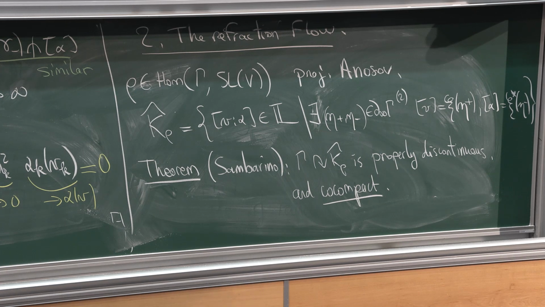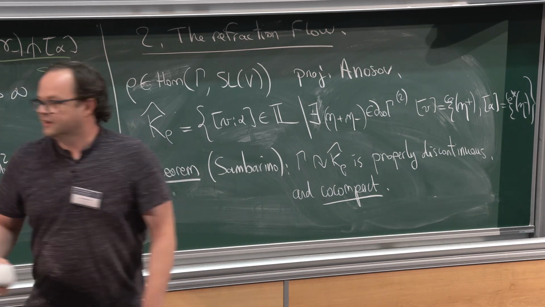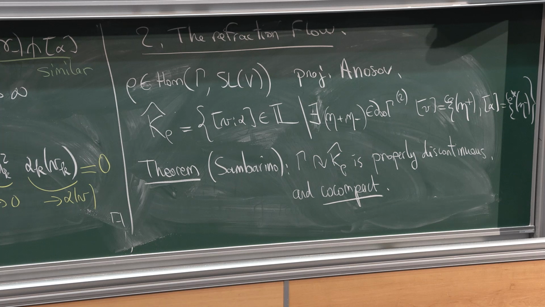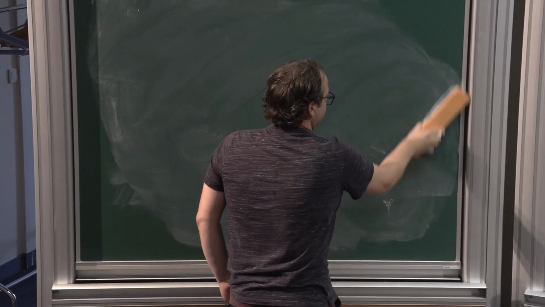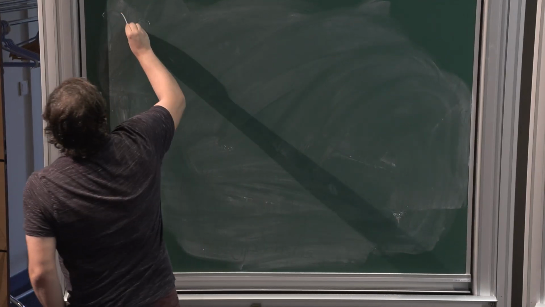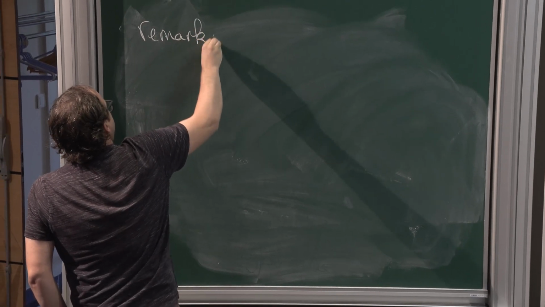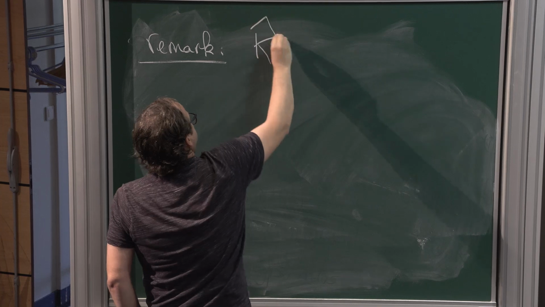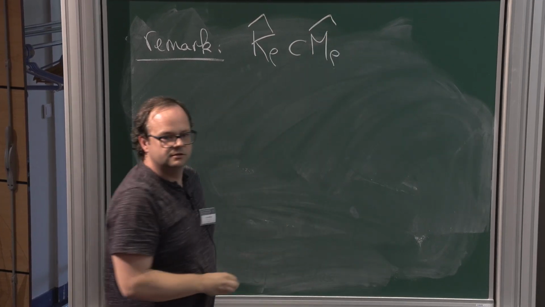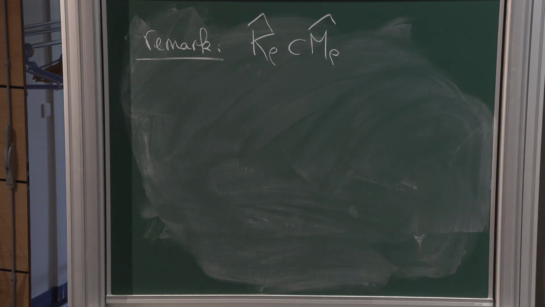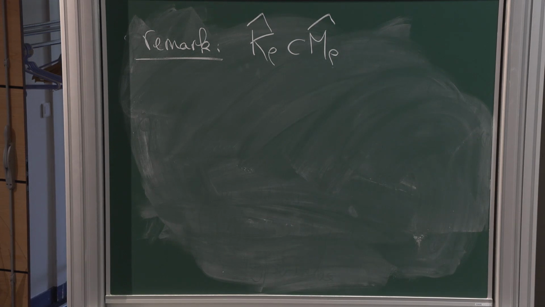Proper discontinuity is not automatic. Yes, that's a very good remark. Why is it automatic? Because there's something that isn't written on the board that you'll want to use to prove this, but given the time, I'll leave it as an exercise. This is a remark that K rho hat is included in M rho hat. So proper discontinuity just follows from the properly discontinuous action on M rho hat. So the important part here is co-compact.